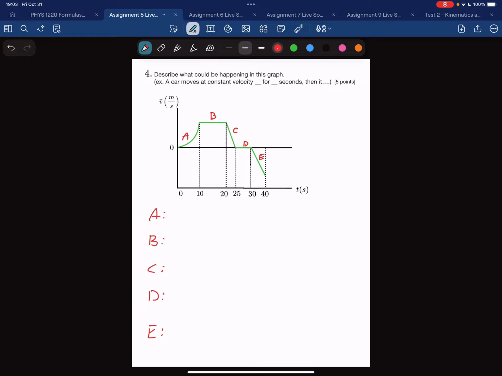So for section A, car accelerates increasingly, and we know this because this is a velocity time graph, and this first section is actually curved. It's exponential, which is going to give us a linearly increasing acceleration for this section. And it lasts for 10 seconds.